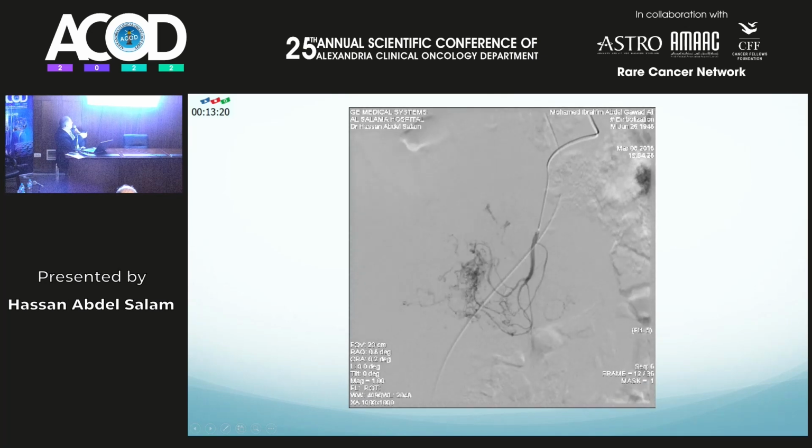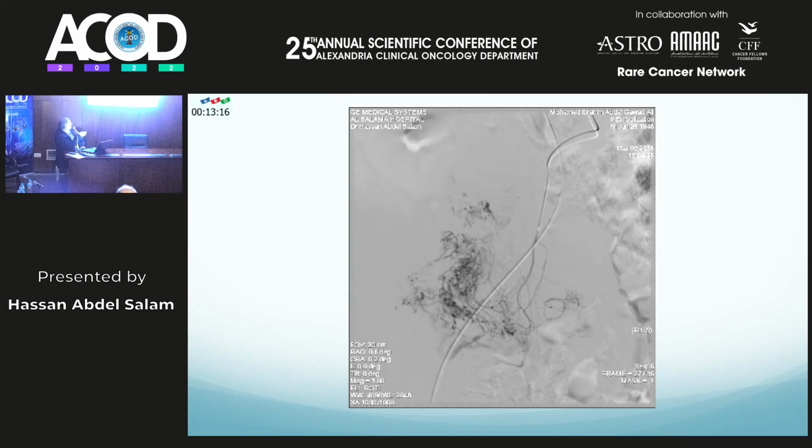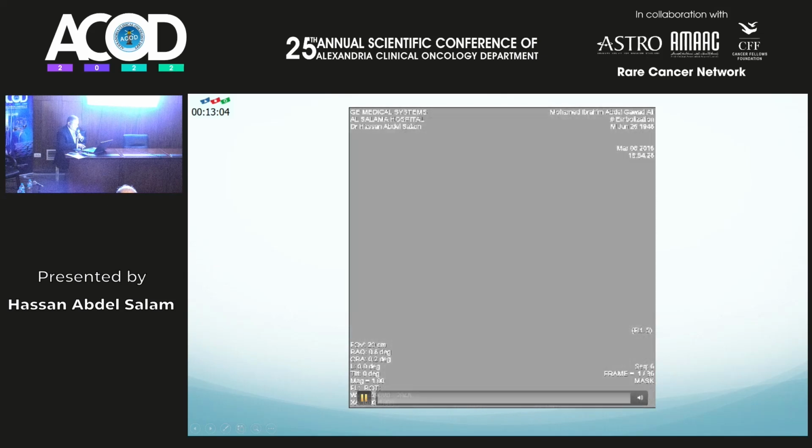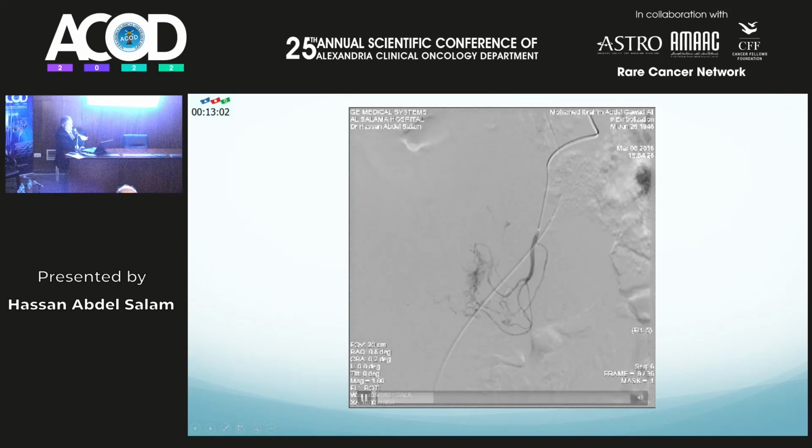Again, this is our microcatheter, and you can see the tumor vascularity there. These are multiple arteries, of course, and we went super selectively into each one of them. And again, we embolized using particles. Again, you can see the abnormal vascularity there.